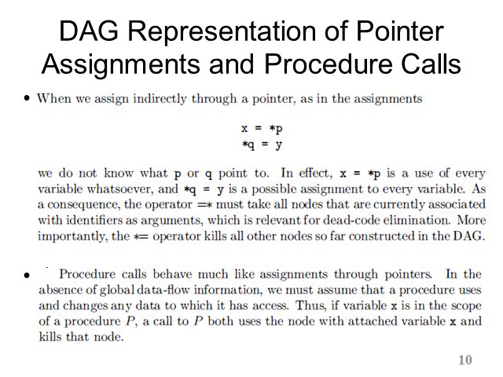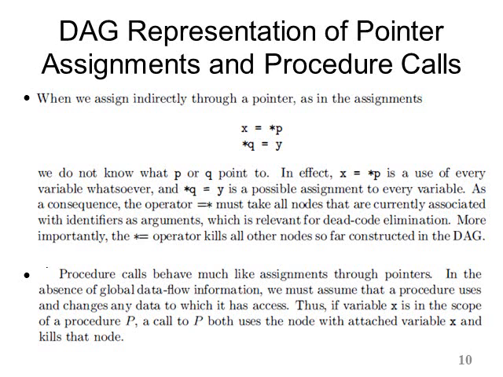Now actually we do not know what P or Q point to. In fact, X = *P is a use of every variable whatsoever, and *Q = Y is a possible assignment of every variable. As a consequence, the operator = * must take all nodes that are currently associated with identifiers as arguments, which is relevant for dead code elimination. More importantly, the * = operator kills all the other nodes so far constructed in the DAG.